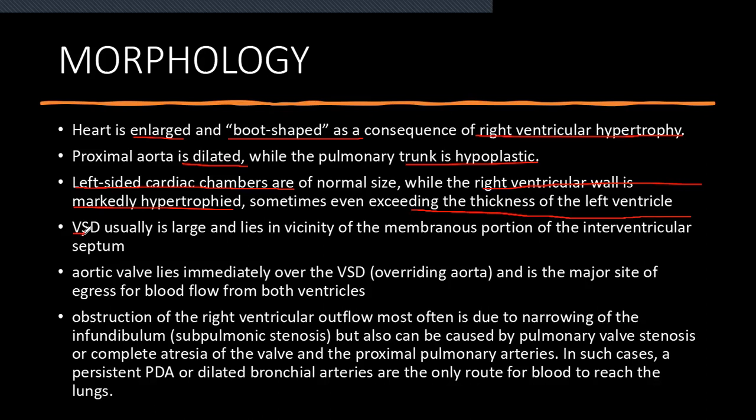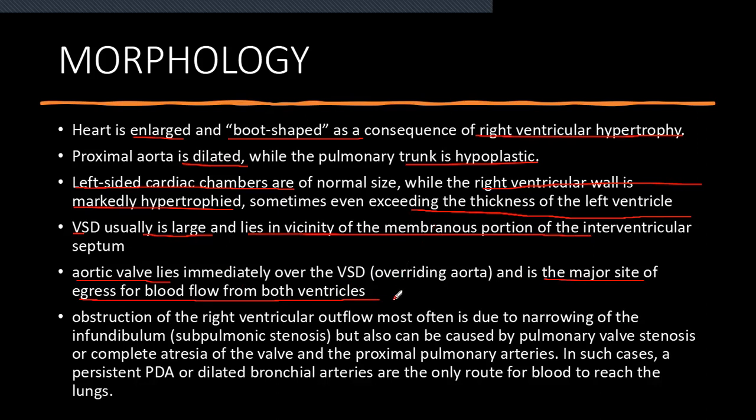Now, the ventricular septal defect is large and usually lies in the vicinity of the membranous portion of the interventricular septum. The interventricular septum has two parts, the membranous portion and the muscular portion. This VSD will be in the membranous portion, where most VSDs occur. Now, the aortic valve lies immediately above that defect, the VSD, and it is the major site of egress of blood flow from both ventricles.